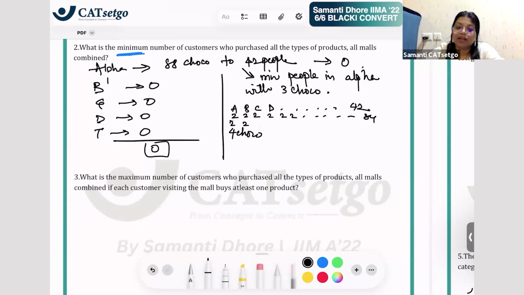Had they given a condition that you have to sequentially distribute chocolates to everybody, then you can't give 2 to A. I'll have to give 1 to A, 1 to B, 1 to C, 1 to D. So then all those 4 people will end up having 3 chocolates. So basis conditions that are given to you, you'll have to determine how to solve. Are you getting the logic? Are you able to imagine?